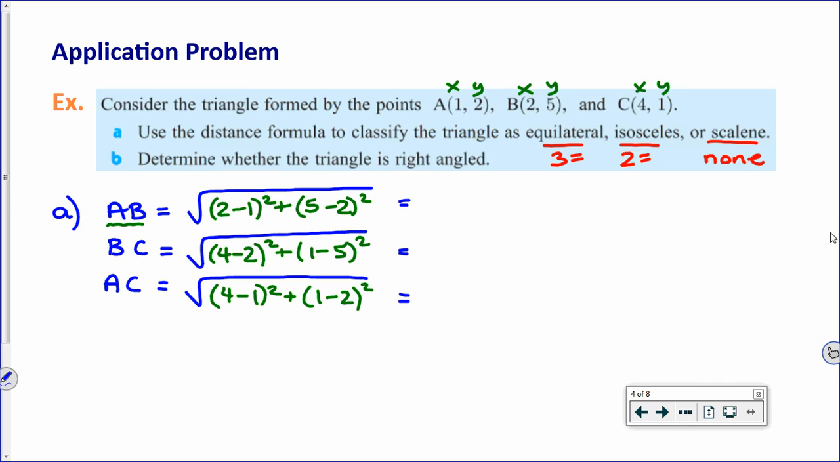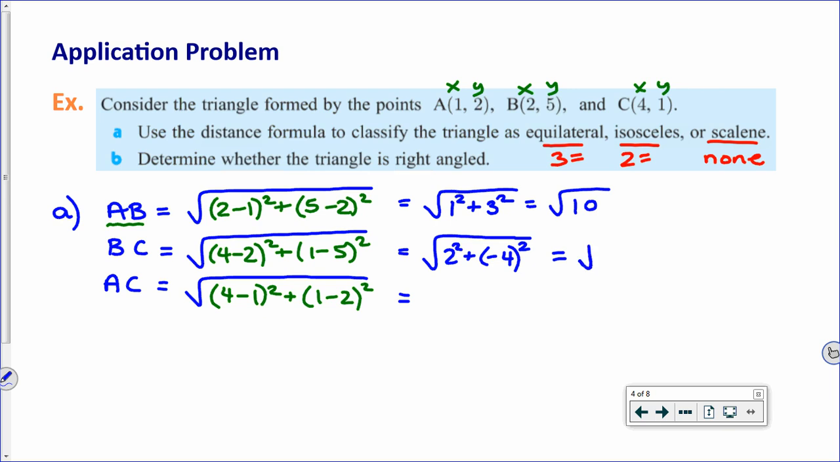So the first one is going to be the square root of 1 squared plus 3 squared, which is the square root of 10. Next one comes out to the square root of 2 squared plus, and here's one where it comes out negative. Really important that you keep it in parentheses, because when you square it, a negative 4 times a negative 4 is a positive 16. So this ends up being the square root of 4 plus 16. That can simplify.